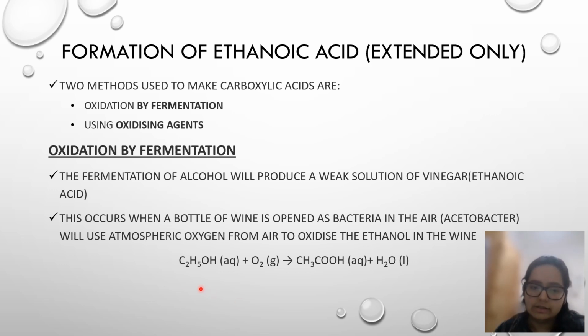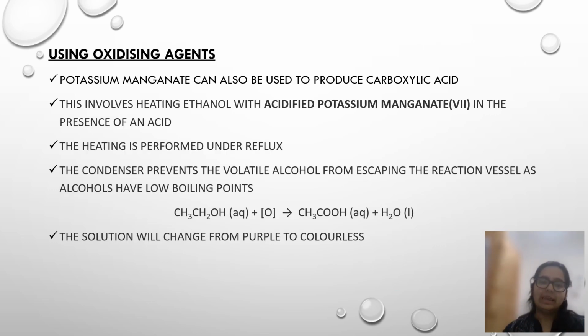And the reaction is given here, C2H5OH, which is your ethanol. When it reacts with oxygen, we will get ethanoic acid and water. Moving on to the next method, which is using the oxidizing agent. We can also use potassium manganate to produce carboxylic acid. This involves heating the ethanol with acidified potassium manganate in the presence of an acid.